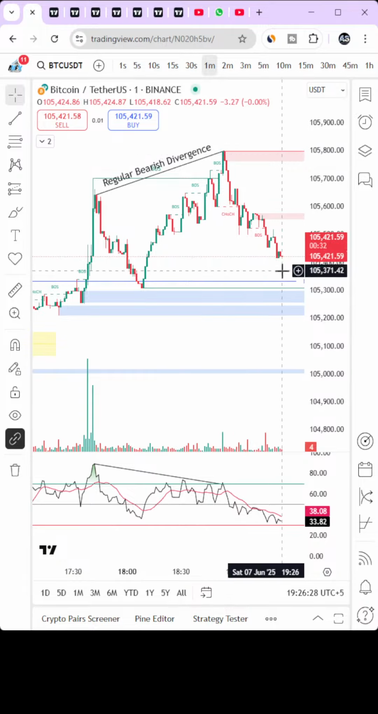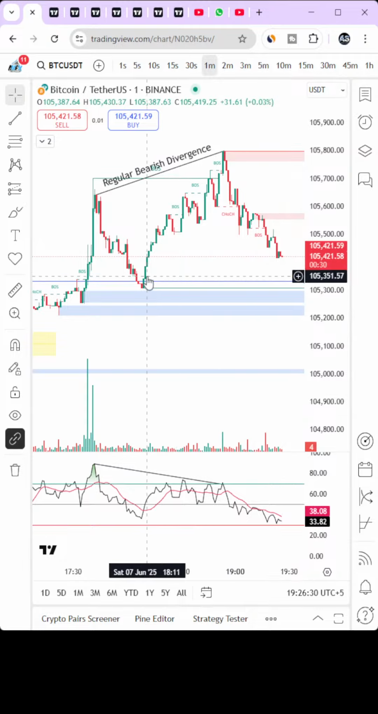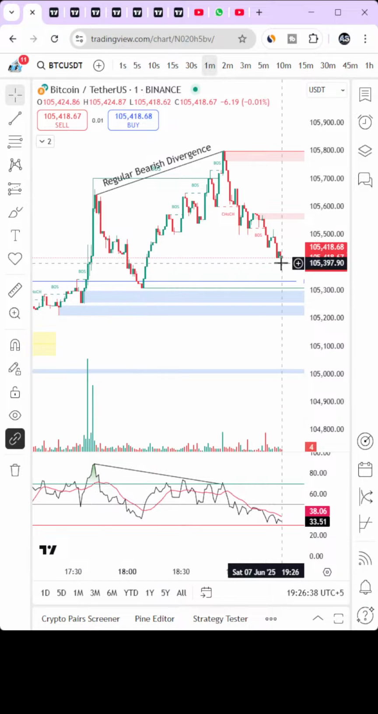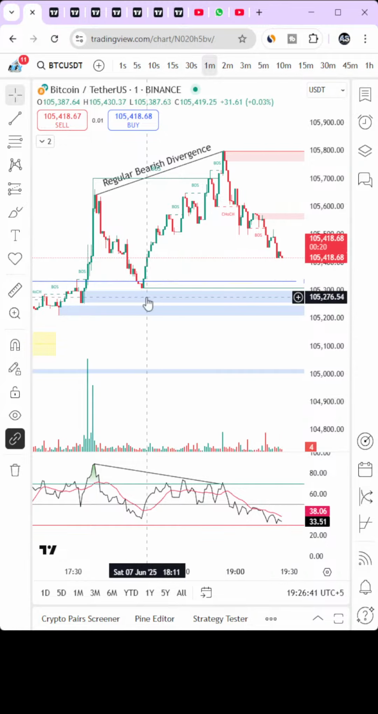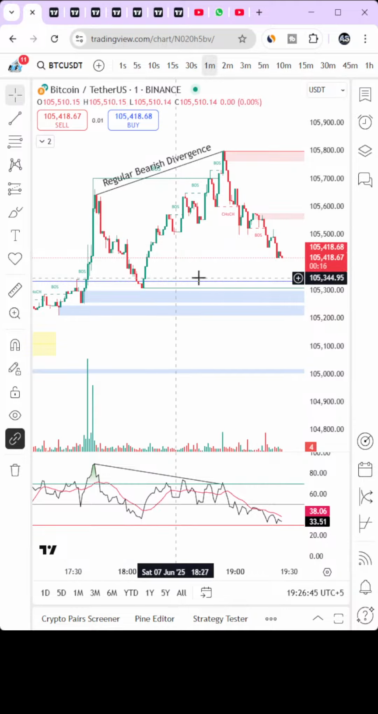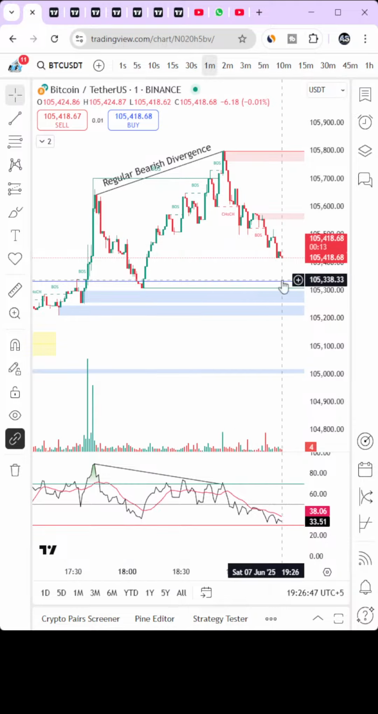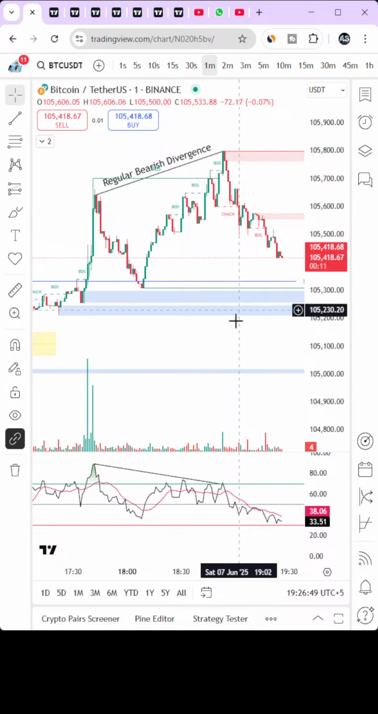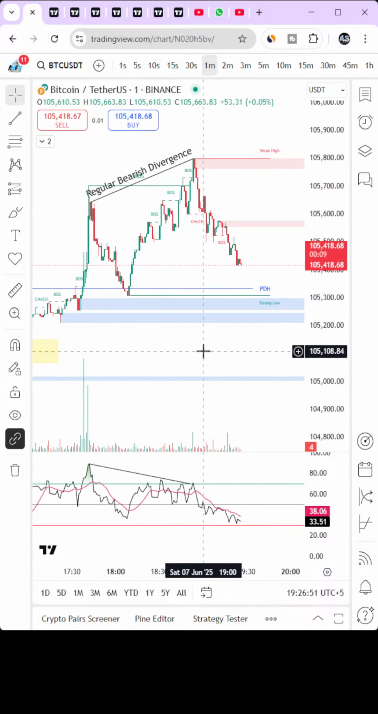Now the target could be up to this fair value gap or this order block level. Sometimes it does not fill the complete fair value gap. It returns back because we are looking at just the 1 minute regular bearish divergence.